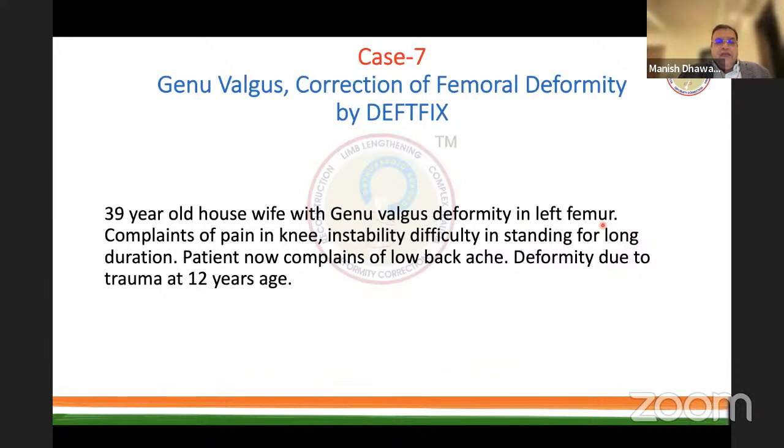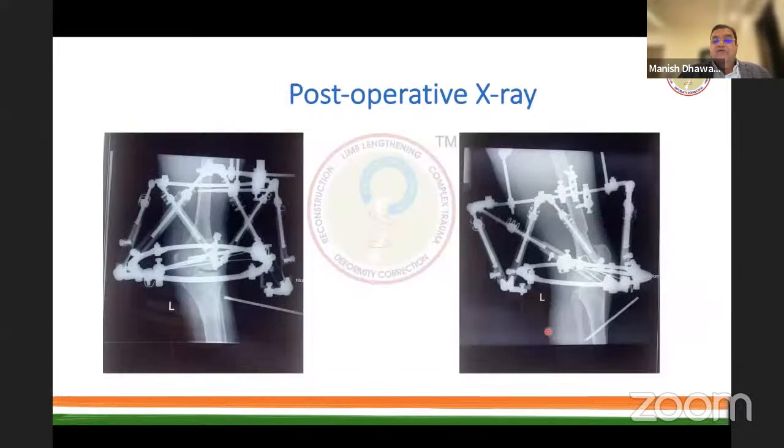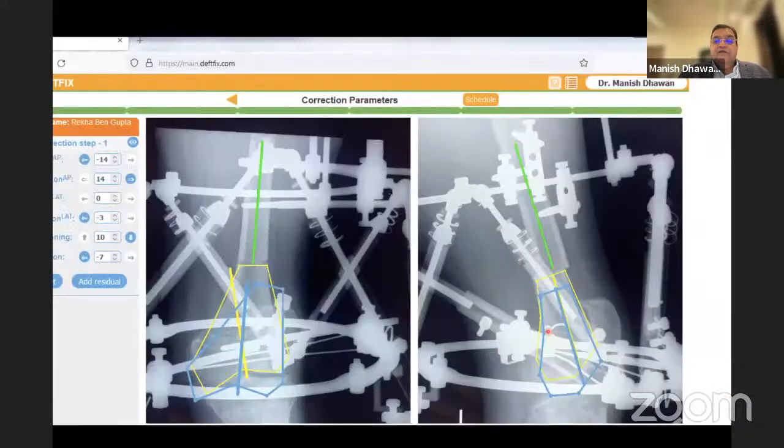Now, this is a 39-year-old housewife with genu valgum deformity and difficulty in walking, and she had a deformity due to trauma at the age of 12 years. You can see this situation on the left-hand side. You can see her knee has a lot of arthritic changes. It is basically lateral mechanical axis deviation. So I used my DefFix. This is her correction.